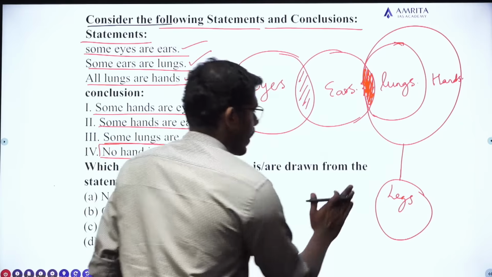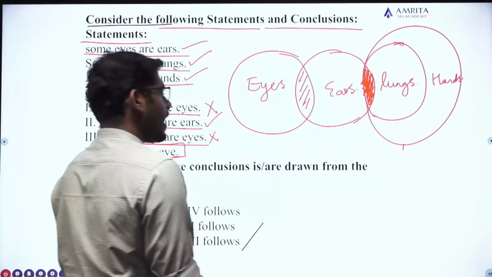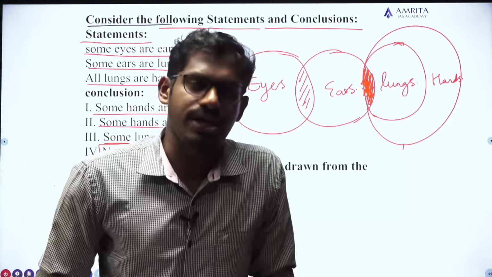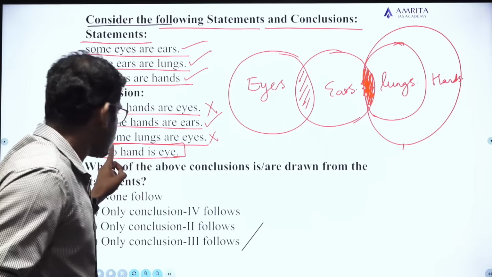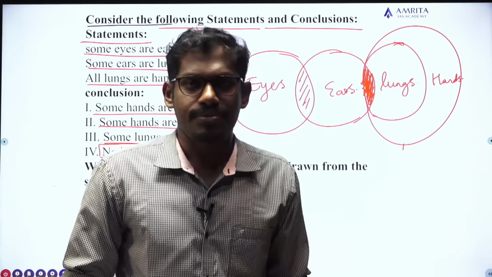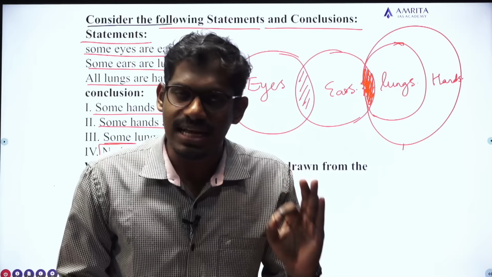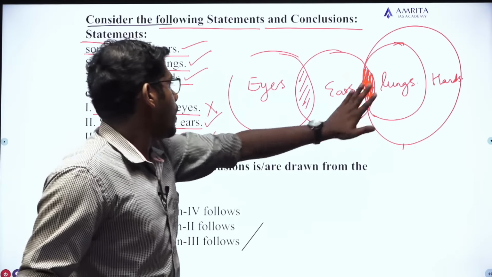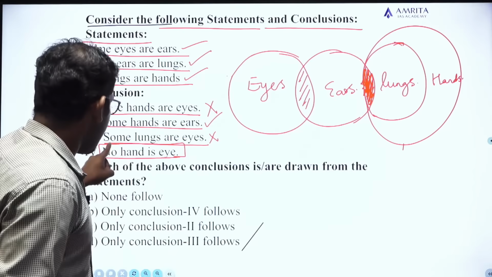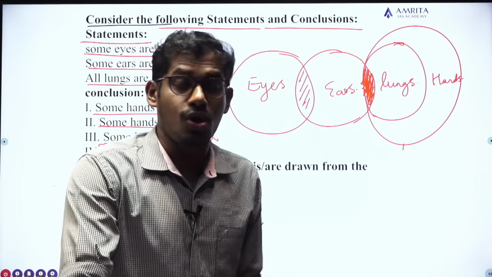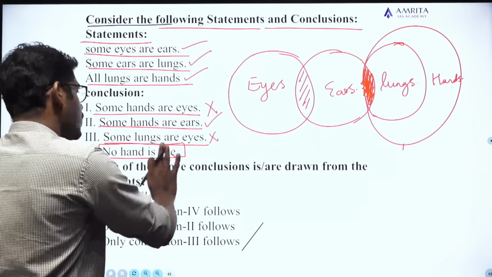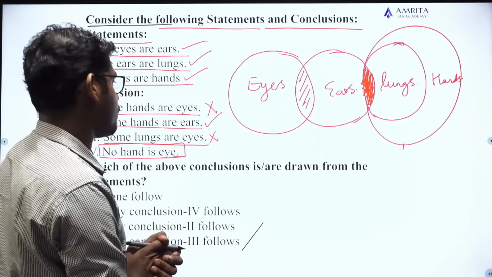So what I want to express is that if in the basic diagram there is no disconnection, then the no conclusion will be definitely incorrect. The no statement will be definitely incorrect. So that's the idea. However, let me prove it wrong.